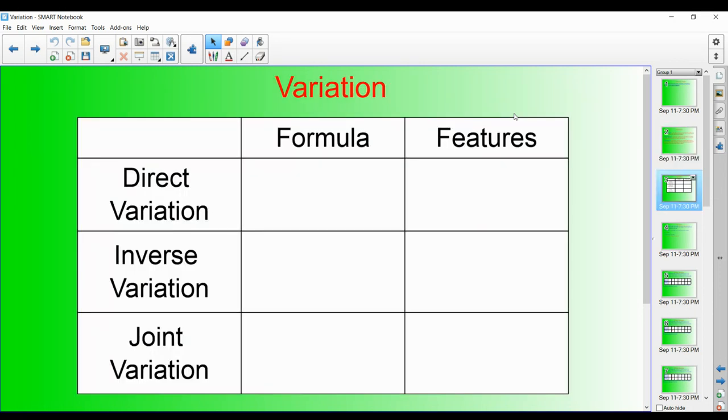So here's an important table to fill out as we look at the formulas, the features, what is happening for direct, inverse, and joint variation.